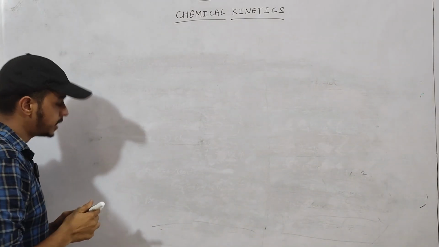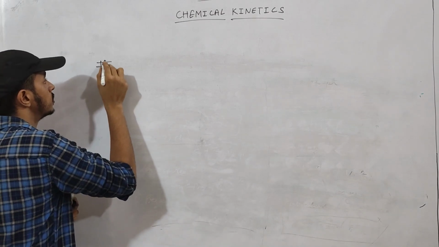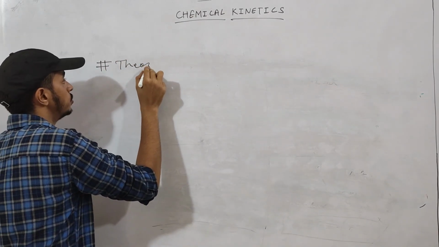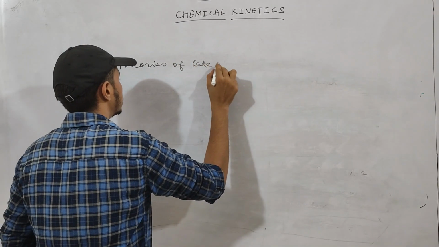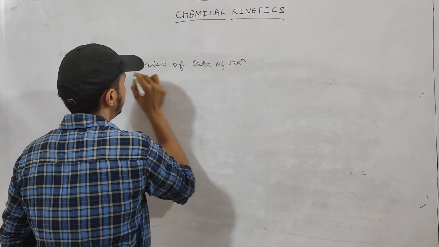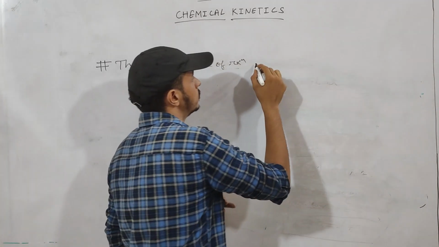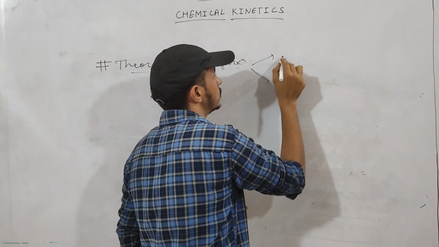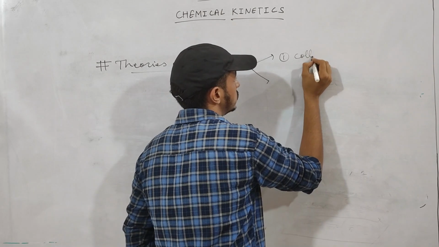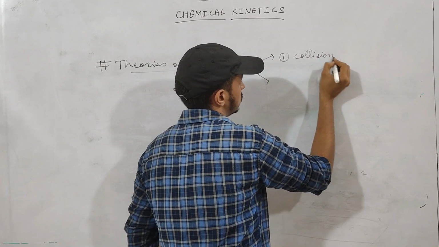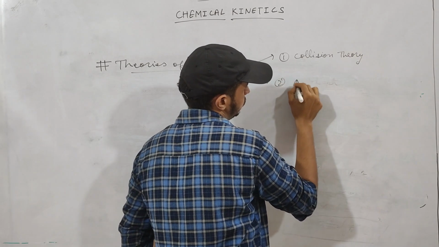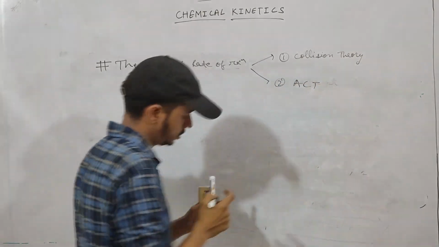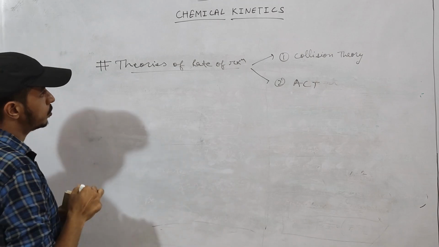Next is theories of rate of reaction. In this we will study two theories. First is collision theory, and second is ACT, which means activated complex theory. So first let's start with the collision theory.